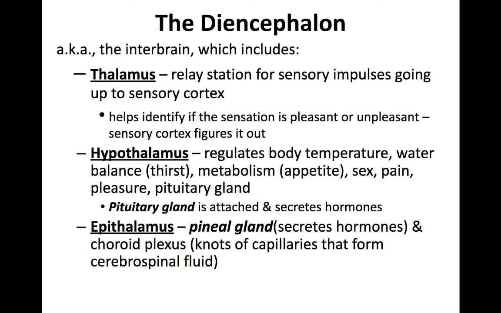All right, so here is all of that in words. What did these three regions of the diencephalon or the interbrain do? The thalamus relays sensory information up to the sensory cortex and then helps identify if the sensation is pleasant or unpleasant. The hypothalamus regulates a whole bunch of things like body temperature, metabolism, stuff like that. And it does that by regulating release of hormones from the pituitary gland. And the epithalamus has the pineal gland, which secretes hormones that regulate sleep, as well as the choroid plexus, which basically makes cerebrospinal fluid.